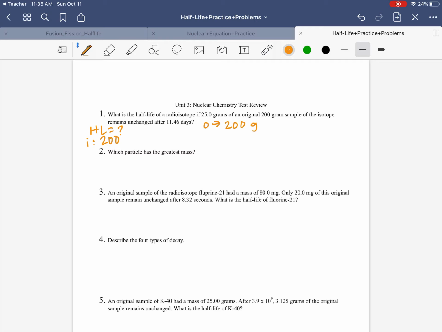What is the half-life of a radioisotope? Okay. So we're at 200 grams. 1 half-life will take you to 100. 2 half-lives will take you to 50. 3 takes you to 25 grams. Okay, so this is where they want to stop. So it's saying after 3 half-lives, you end up with 25 grams.